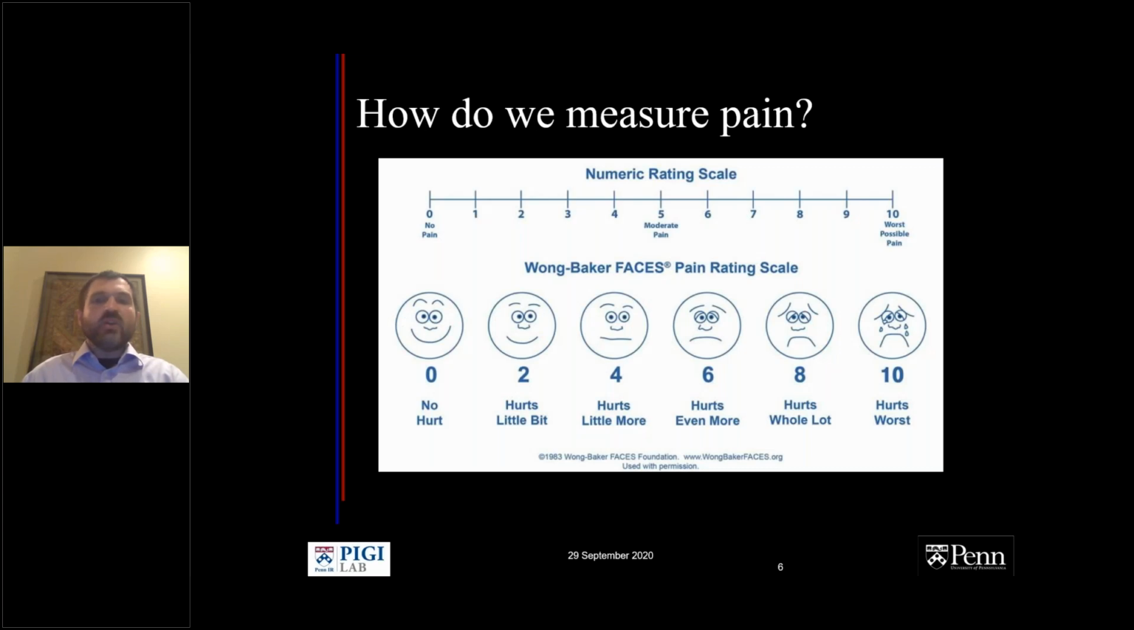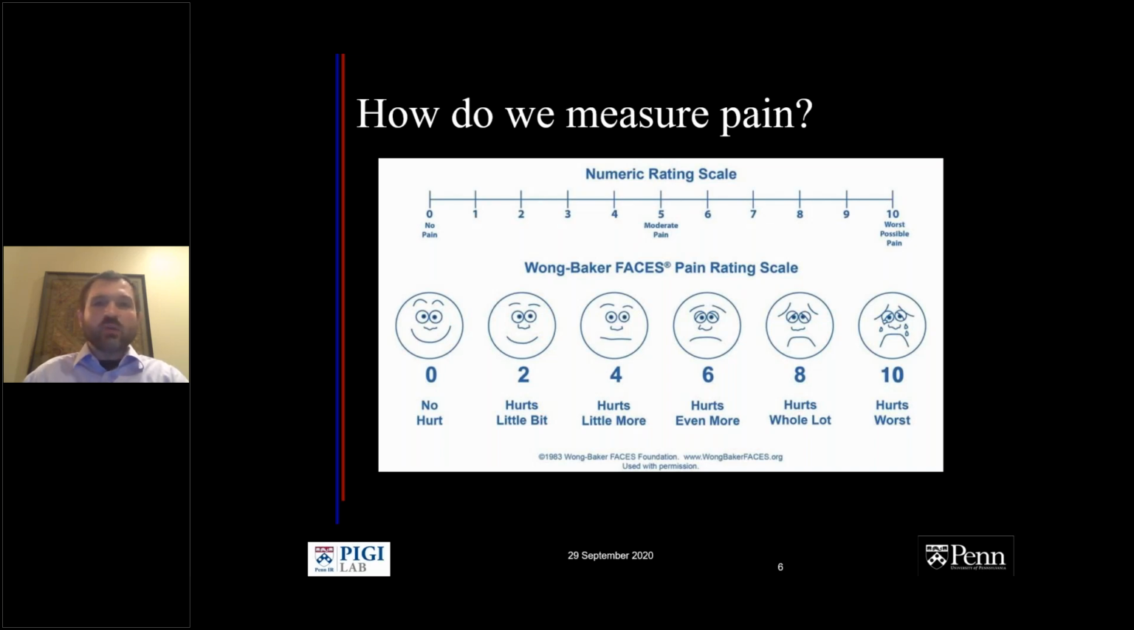So how do we measure pain? There's a lot of different site-specific measurements of pain. There's the knee pain score, the Oxford knee pain score. There's all these different pain scores, but really the one that has been tried and true and tested since 1983, when it was published, was the Wong-Baker faces pain score.